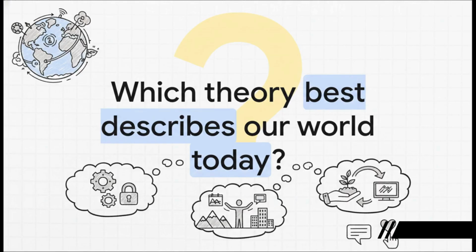And one last thing for you to think about. When you look at the world today with all our incredible technology, but also our serious environmental problems, which theory do you think fits best? Determinism, possibilism, or neo-determinism? There's no single right answer, but I'd love to hear what you think.